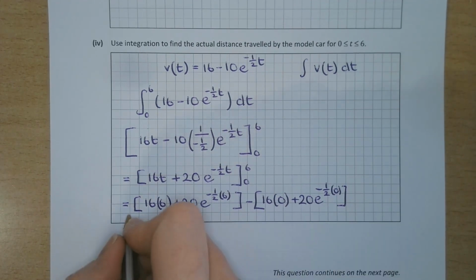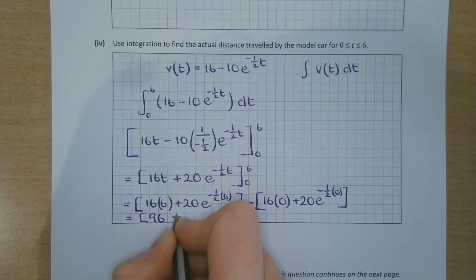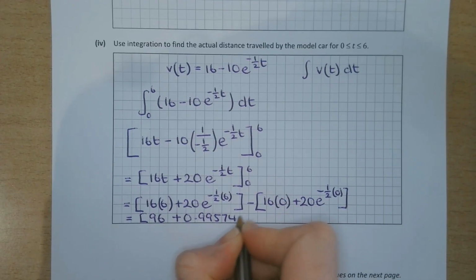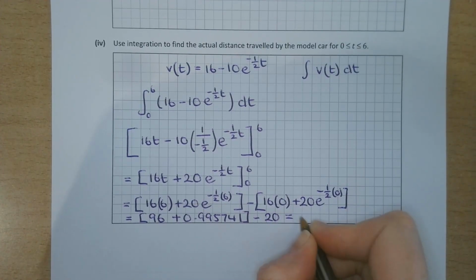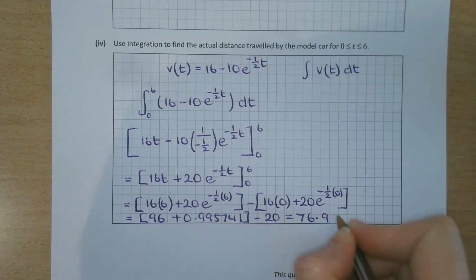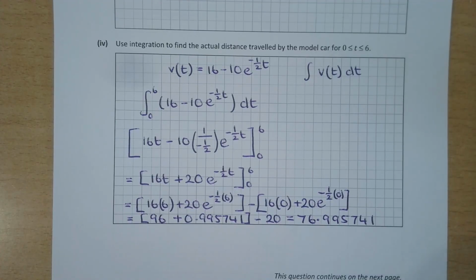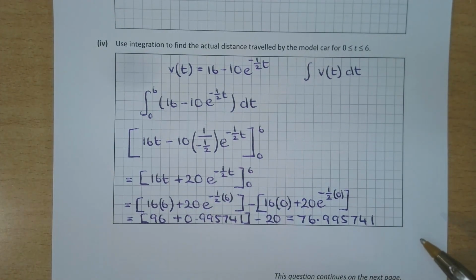And what we end up with is 96 plus 0.995741 minus 20, which is equal to 76.995741. Now, this question by itself, you don't get marks by itself necessarily. It actually goes with the next question, which we'll look at now.